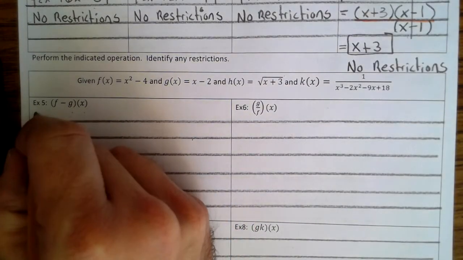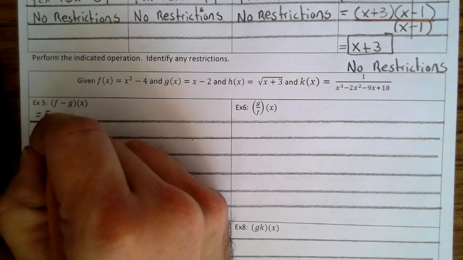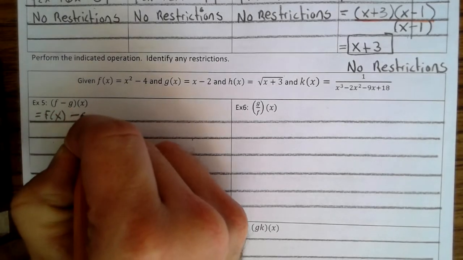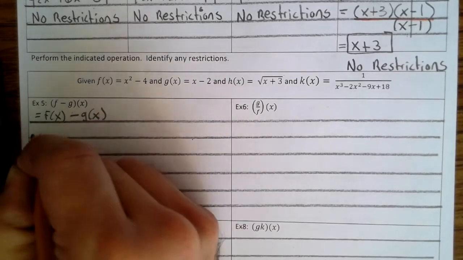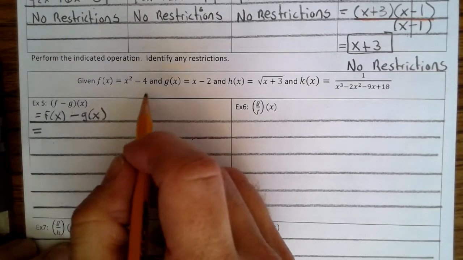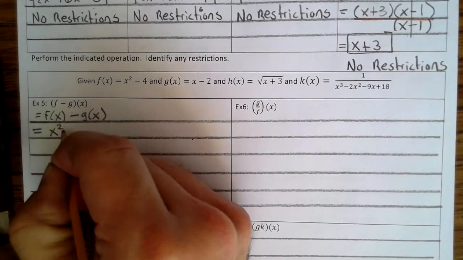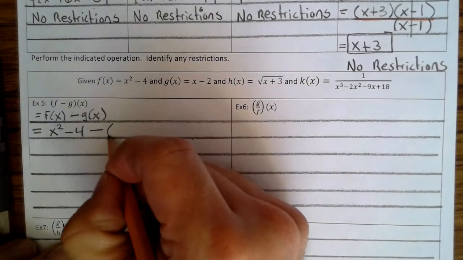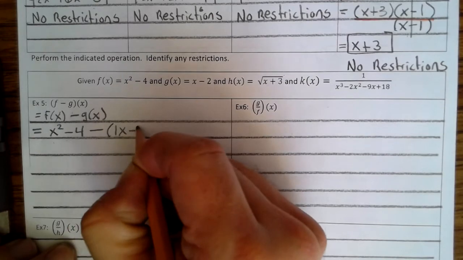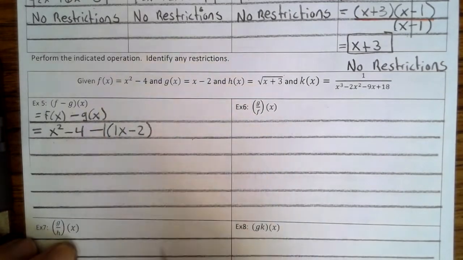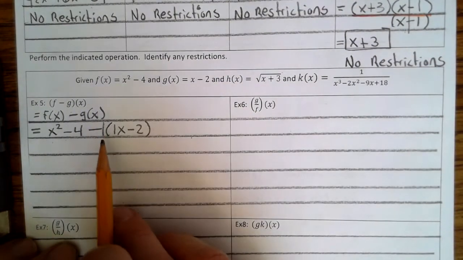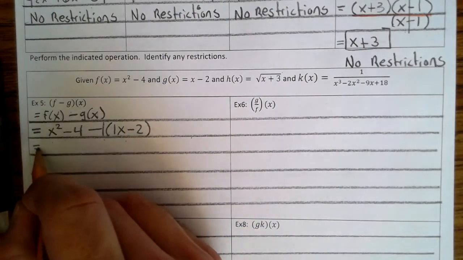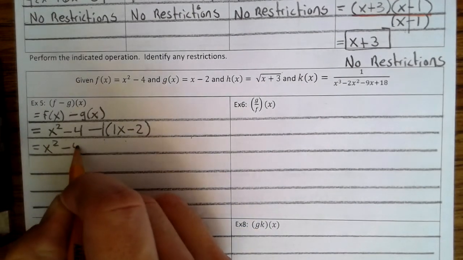minus g of x. Well, f of x is x squared minus 4, minus g of x, which is 1x minus 2. Now, when there's a negative in front of the parentheses, put a 1, and we're going to distribute the negative 1. So that's x squared minus 4. Negative 1 times 1x is negative 1x, and negative 1 times negative 2 is a positive 2.